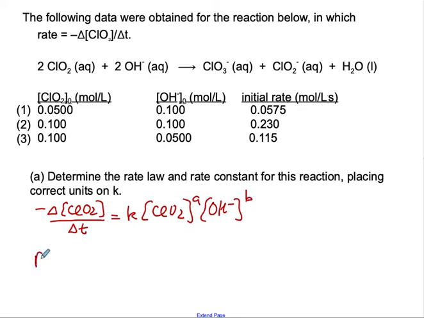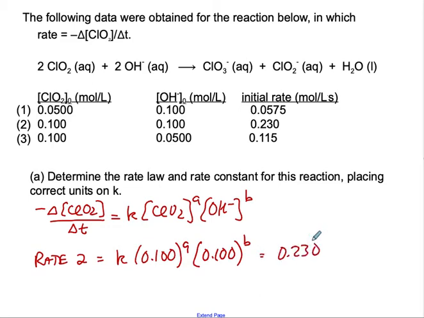I'm going to write out the rate law for experiment number 2. That's going to be K times the initial concentration of chlorine dioxide in experiment number 2, 0.100. In the interest of space, I'm going to leave out units, but you know that you can't do that, right? Sorry. To the A power times the initial concentration of hydroxide, 0.100, to the B power, which is equal to 0.230 moles per liter per second. I'm going to write out the hypothetical rate law a second time, now for experiment, sorry, not experiment number 3, but experiment number 1.